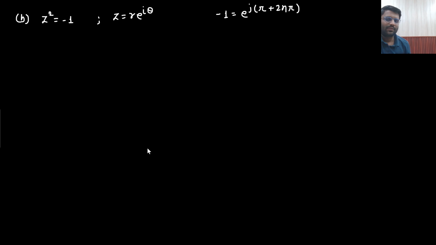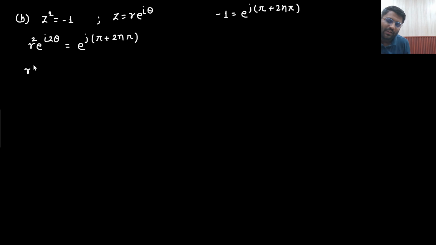So here I will add 2n pi. Say yes or no? So I can write down z square, which is r square e to the power 2 iota theta, would be equal to minus 1, which is e to the power j pi e to the power j 2n pi, or you can simply put e to the power j pi plus 2n pi. And this is r square e to the power iota 2 theta. Right? Square only you have.